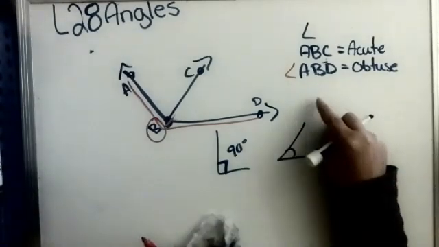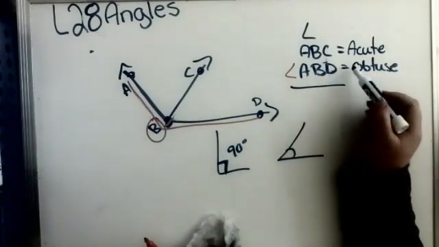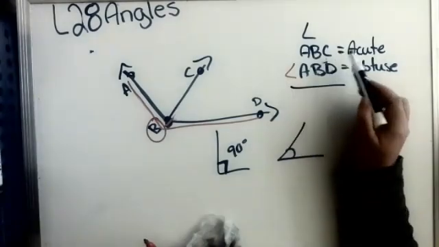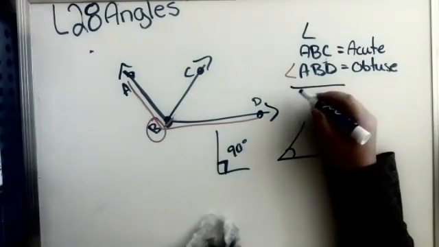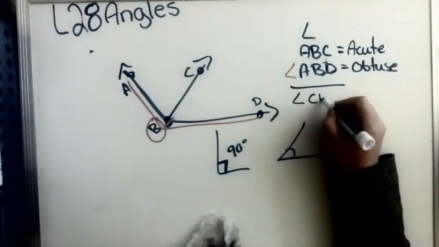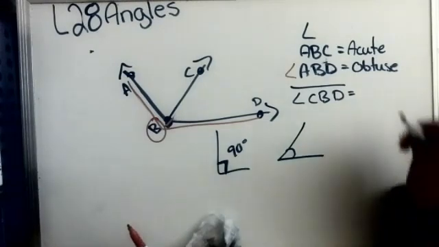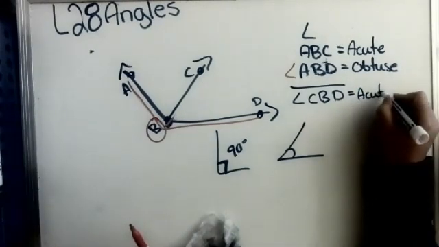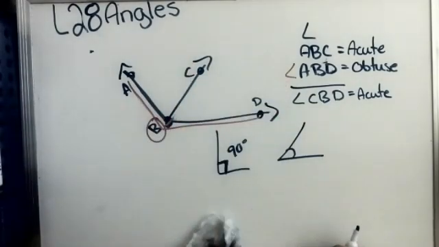And remember when you're labeling that this is how you properly label them, is angle ABD is obtuse or angle ABC is acute. Okay, I could also do, and I haven't done it yet, I could do angle CBD, and that would be acute. Okay, again, CBD. All right, that is angles, lesson 28, course 1.